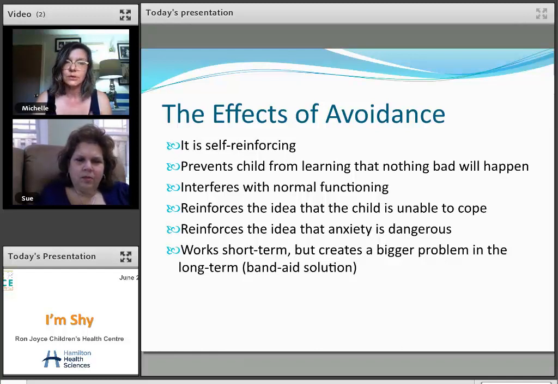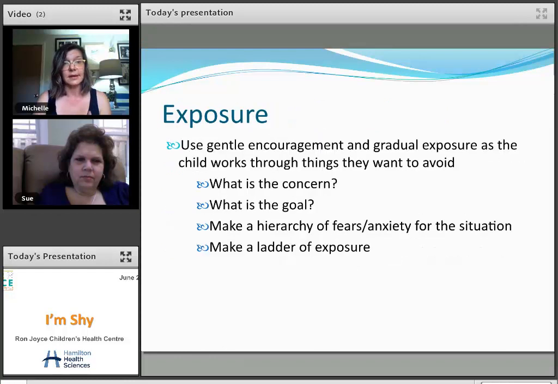Avoidance works short term. So it's a Band-Aid solution for a long-term problem. We really want to break that cycle of fixing and allowing them to avoid.